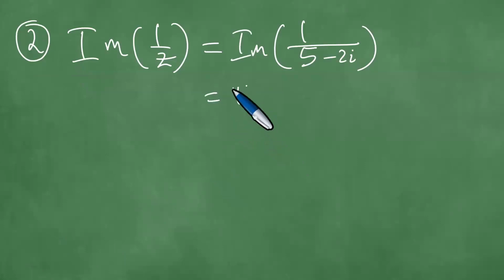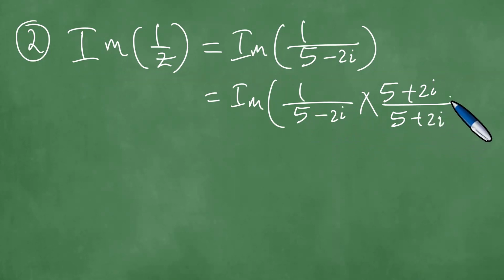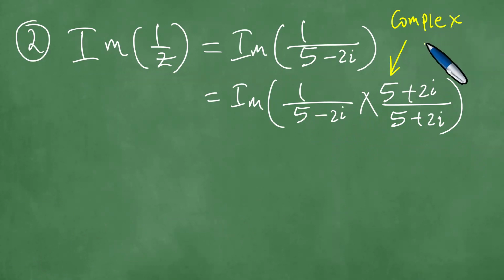So the imaginary part is of 1 divided by 5 minus 2i. We multiply by 5 plus 2i and divide by 5 plus 2i. This multiplication is multiplication by what we call the complex conjugate. This entity here is called the complex conjugate. So we discuss complex conjugation.